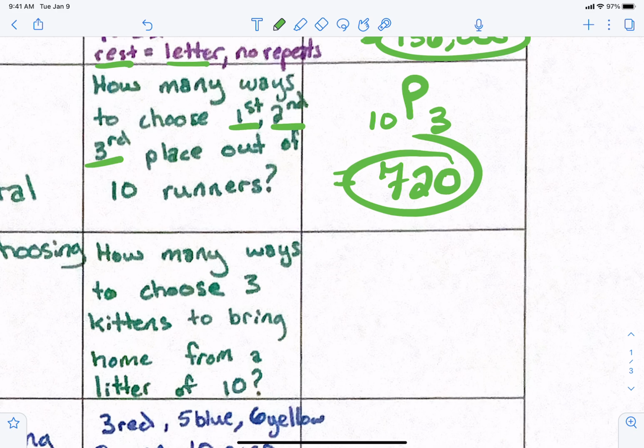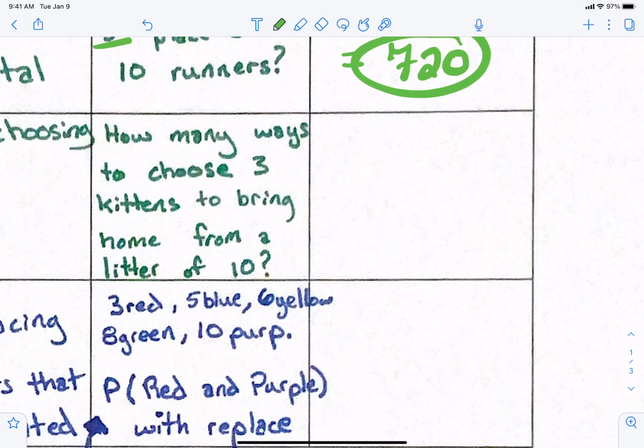We're assuming that they're equal. How many ways to choose 3 kittens to bring home from a litter of 10? Does it matter which kitten you choose first out of the 3? I want to choose the black and white one first, the yellow one next, and the one with a diamond on its face. Does it matter which one I pick up first? They're all going to go home with me, right?